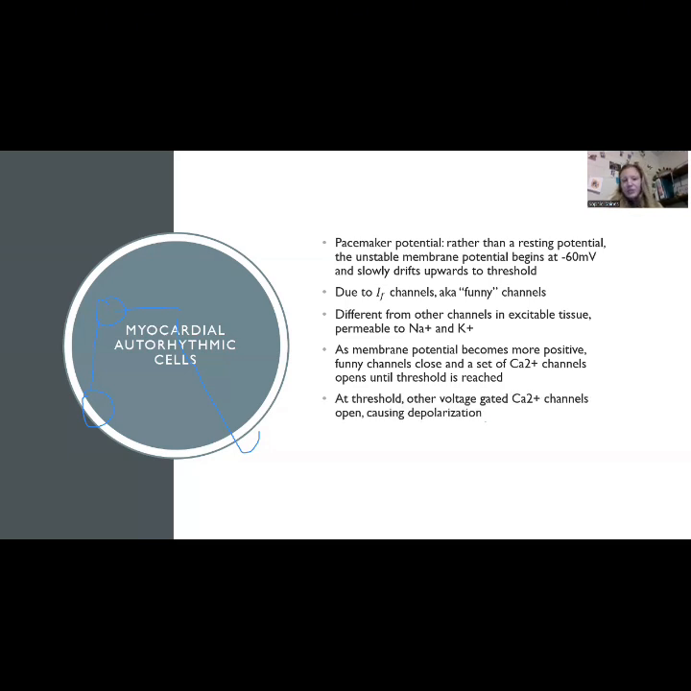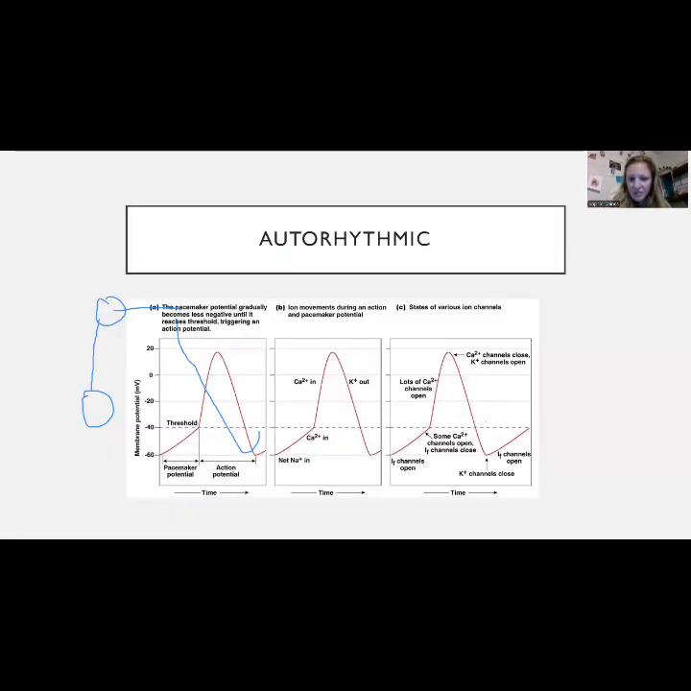Once it's at threshold, there's a different subset of voltage-gated calcium channels that open, and that causes the depolarization instead of an influx of sodium like in other excitable cells. Repolarization is then due to efflux of potassium as it leaves, similar to other cells.